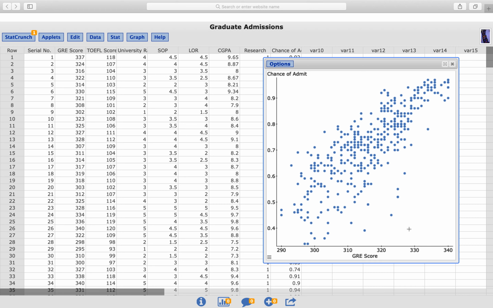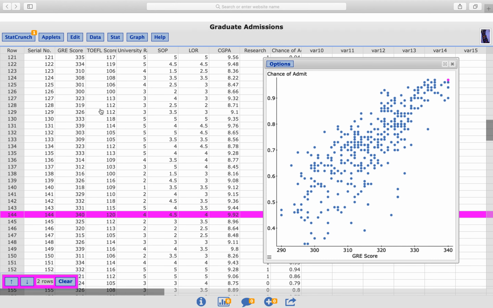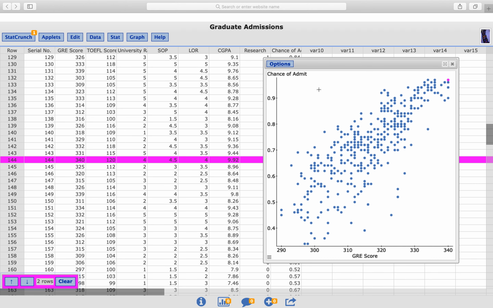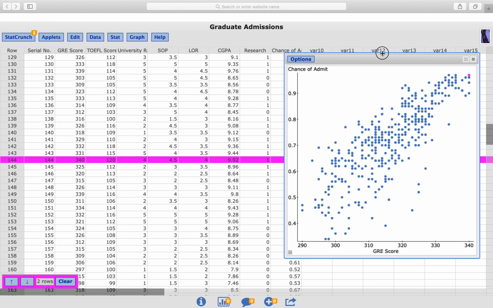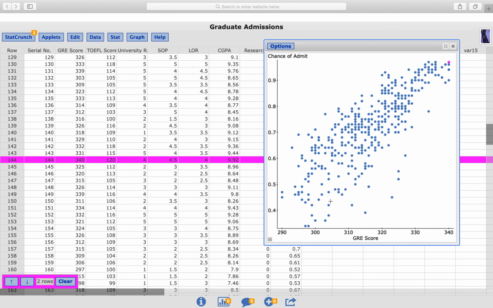If you want to see a specific student, you can highlight them. And if you go down, we can see that this person had a GRE score of 340, and their chance of admission over here was 0.97. So they had a very high GRE score and also a very high chance of admission. You can see the opposite down here. Say this one had a chance of admission of only 0.46, and their GRE score was only 298.